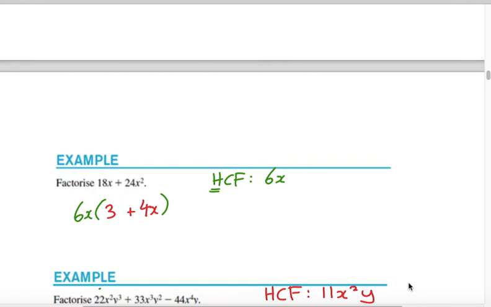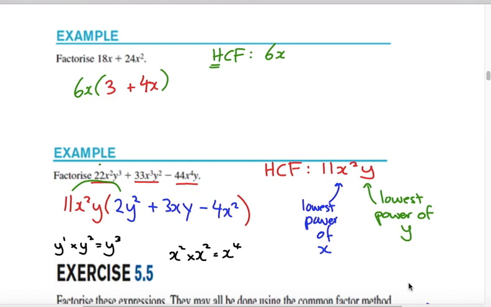Write it out at the front of the brackets and open up your brackets, and there's going to be 3 terms inside the bracket this time. So, you might also want to make a note of this. The reason why we've got x squared and not x cubed and x^4 is that it's the lowest power of x, and x does appear in all of them. And y does appear in all of them, and the lowest power of y is y^1.